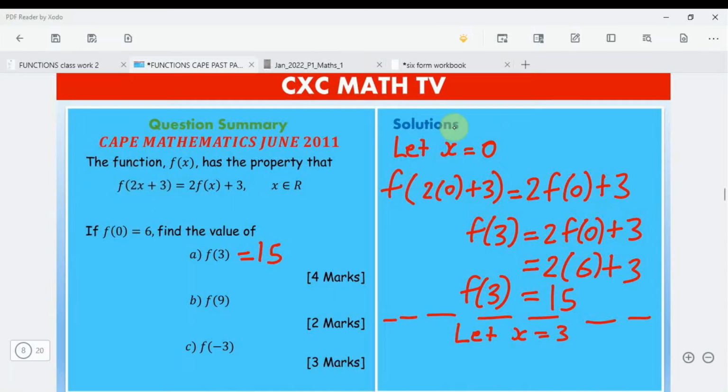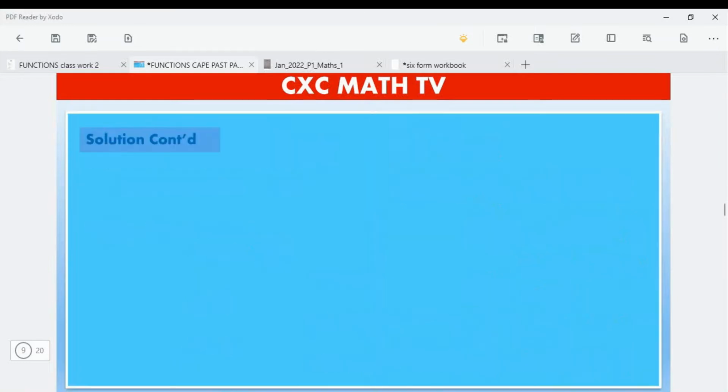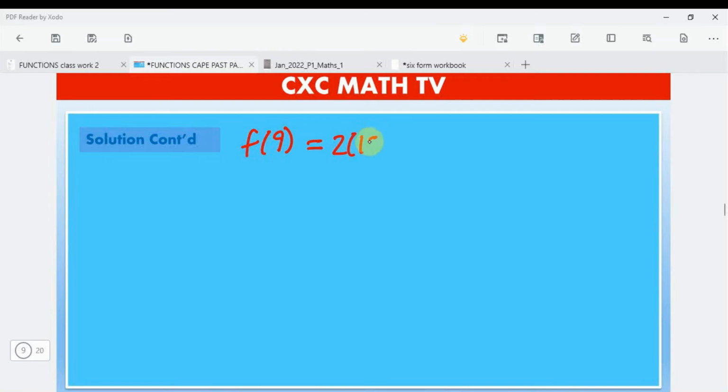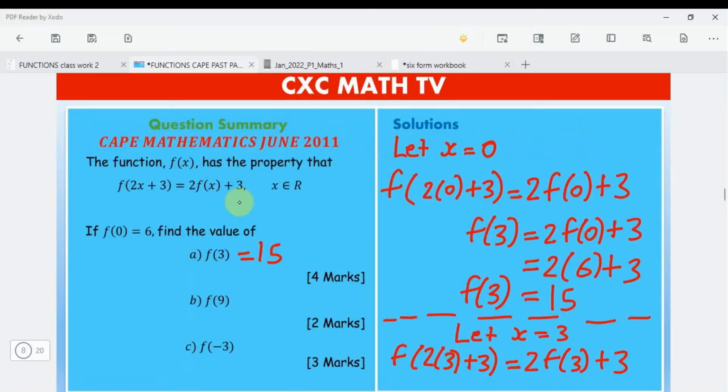6 plus 3 is 9. So we're going to get f of 2 times 3 plus 3. That's equal to 2f of 3 plus 3. Now that works out to be f of 9 is equal to 2 f of 3, and f of 3 we just said is 15. So this is now 2 times 15 plus 3. That works out to be 30 plus 3, which is 33. So therefore f of 9 is just going to be 33.